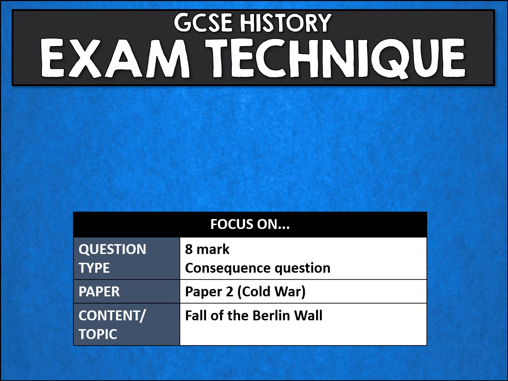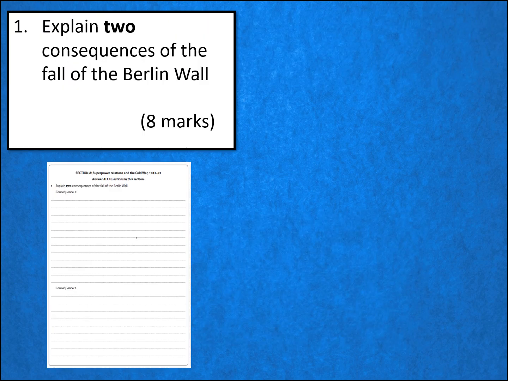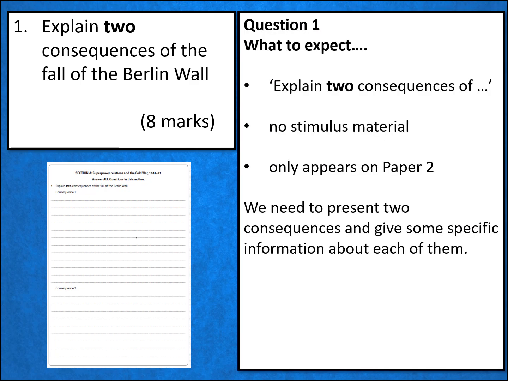Hello and welcome to a GCSE History Exam Technique presentation on 8-mark consequence questions from paper 2. Our topic today is going to be the fall of the Berlin Wall. So here's our question. Explain two consequences of the fall of the Berlin Wall for 8 marks. This question comes from the 2018 paper and we can expect future questions to be organised in this way.